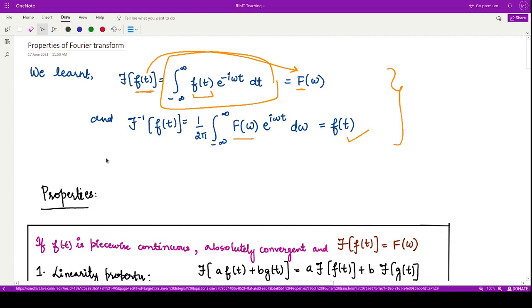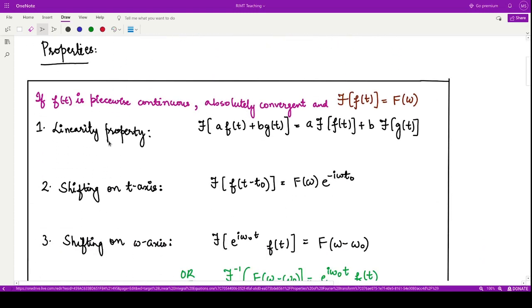So before moving on to the properties, I'm defining some general notion here which is applicable to every property. It says that we are assuming in every property the function f of t is piecewise continuous, it is absolutely convergent, and moreover when you take the Fourier transform of this function, it is nothing but capital F of omega. So that is how we are defining the properties.